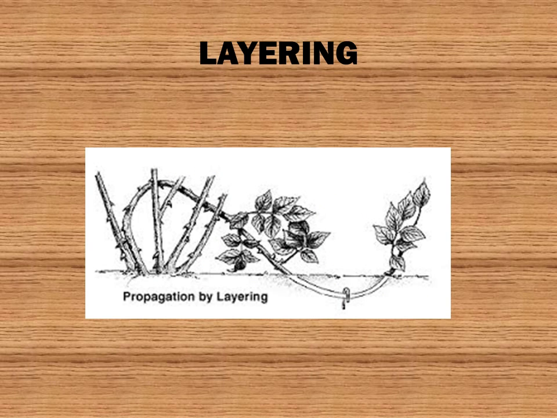Now coming to the layering, in this type of method, a young branch is bent towards the ground and covered with moist soil.